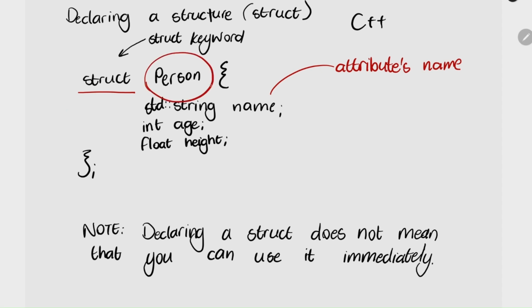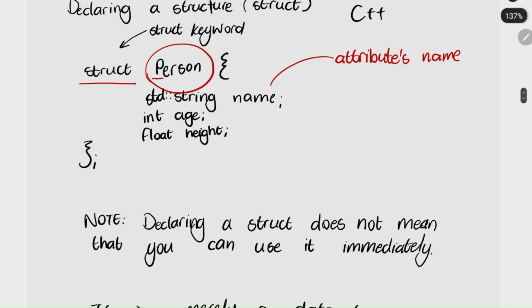And then the name of the struct, the name of the complex data type that you're creating. And for whatever reason, the first letter of structs tends to be a capital letter. I don't know why. It is what it is.